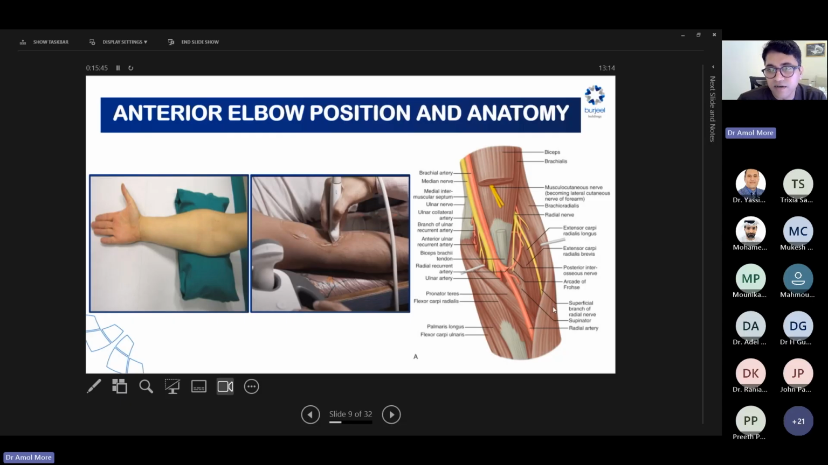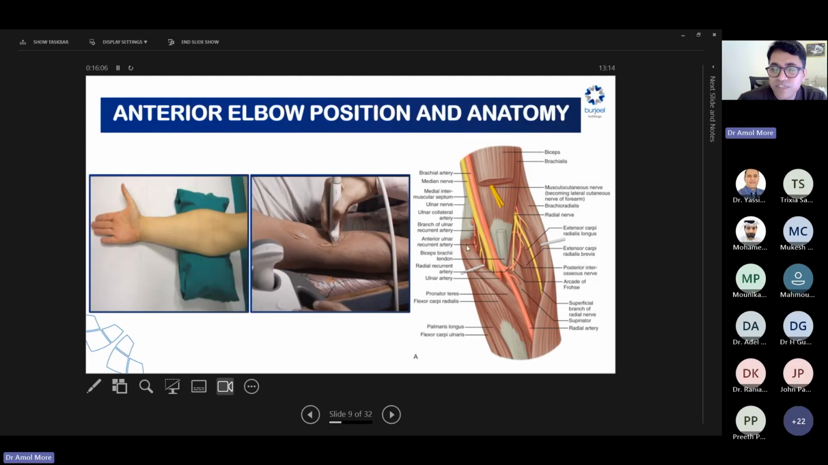So what we see in the anterior aspect of the elbow, this is the anatomical diagrammatic representation, in which on the medial aspect we see the median nerve and the brachial artery. On the lateral aspect we see the radial nerve and its divisions. Then we see the brachialis muscle, and we see the distal aspect of biceps.